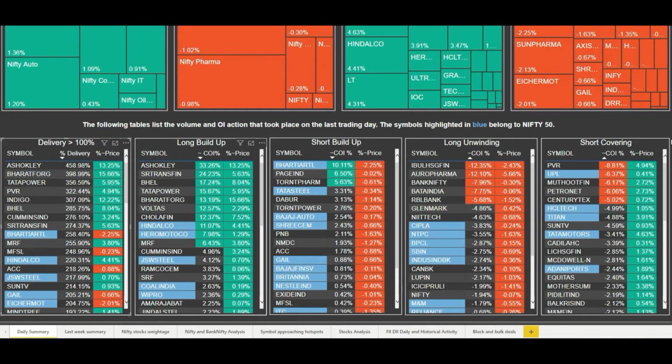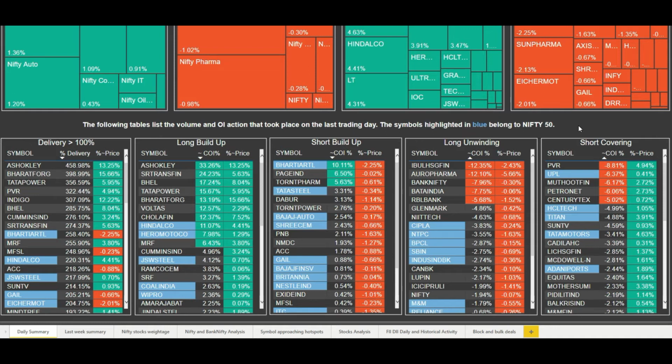Now coming to the second table, as the title refers, that is the long build-up. What do we mean by long build-up? This refers to the open interest percentage. The very first stock, we can discuss as an example. Ashok Leyland, the price was again the same, a 13.25% rise today, and the cumulative open interest percentage was 33.26%. It means that today the open interest rose by 33.26% as compared to the previous day's open interest. So it is a significantly high cumulative open interest rise.